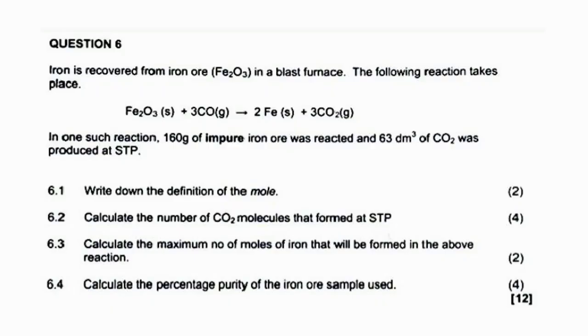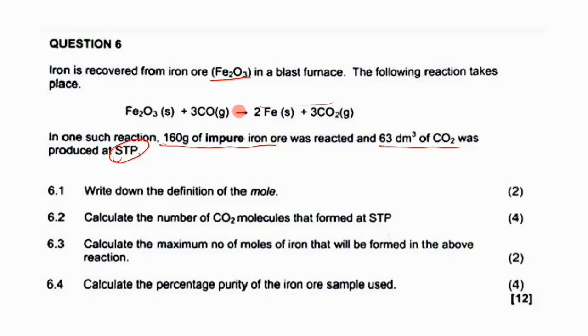It says iron is recovered from iron ore, which we are given the chemical formula, in a blast furnace. The following reaction takes place. So we have iron ore reacting with carbon monoxide to give us iron and carbon dioxide, right? They say in one such reaction, 160 grams of impure iron ore was reacted and 63 dm cube of carbon dioxide was produced at STP, right? So this is what you should do whenever you are reading the statement. Highlight the most important information, because that will help you in terms of your calculation, right?